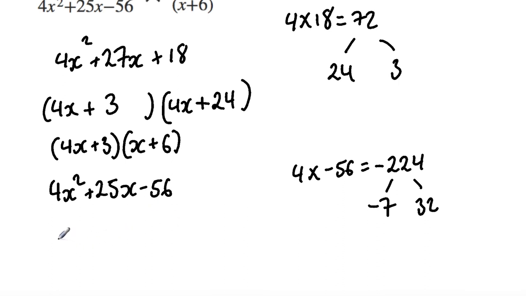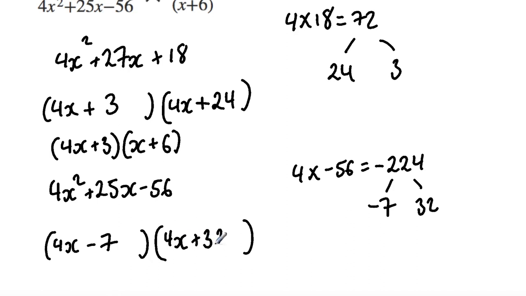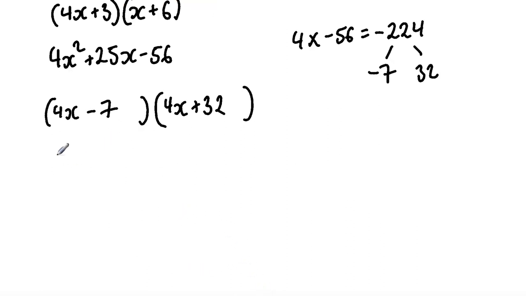So put your brackets in, so we have open brackets, close brackets, open brackets, close brackets. Put 4x over here, 4x over here. I'm then going to put minus 7 over here, plus 32 over here. Again, I'm going to be simplifying the second bracket by dividing all the terms by 4. So what we should have now is (4x minus 7)(x plus 8).